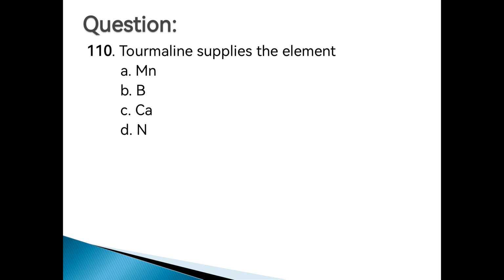110. Tourmaline supplies the element A. Manganese, B. Boron, C. Calcium, D. Nitrogen. The correct answer is B. Boron.